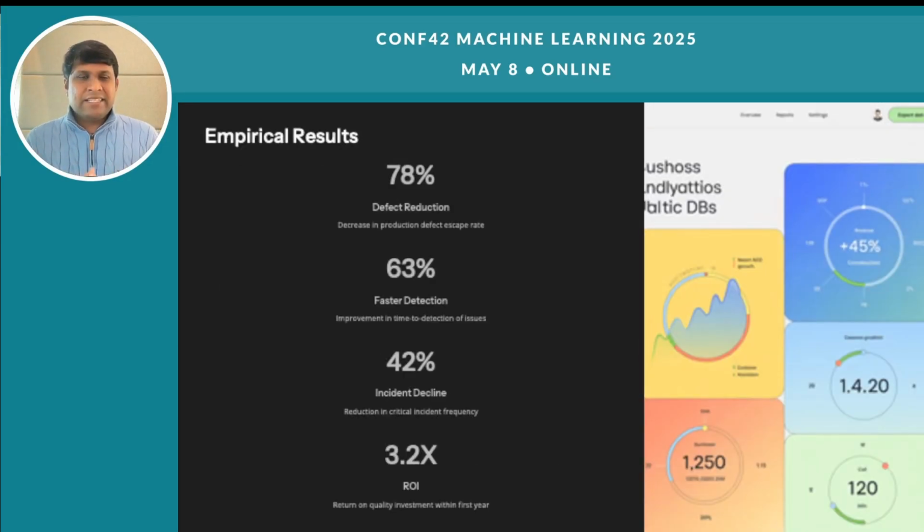These are some empirical results from some published papers, from teams that implemented these T-shaped professionals with jack-of-all-trades knowledge in all the areas. They were able to accomplish 78% defect reduction, 63% faster detection of bugs, 42% incident decline, and 3.2x ROI. And that is a very good result for whatever investment you are making, if you can get it in this fast-paced software development era, right?